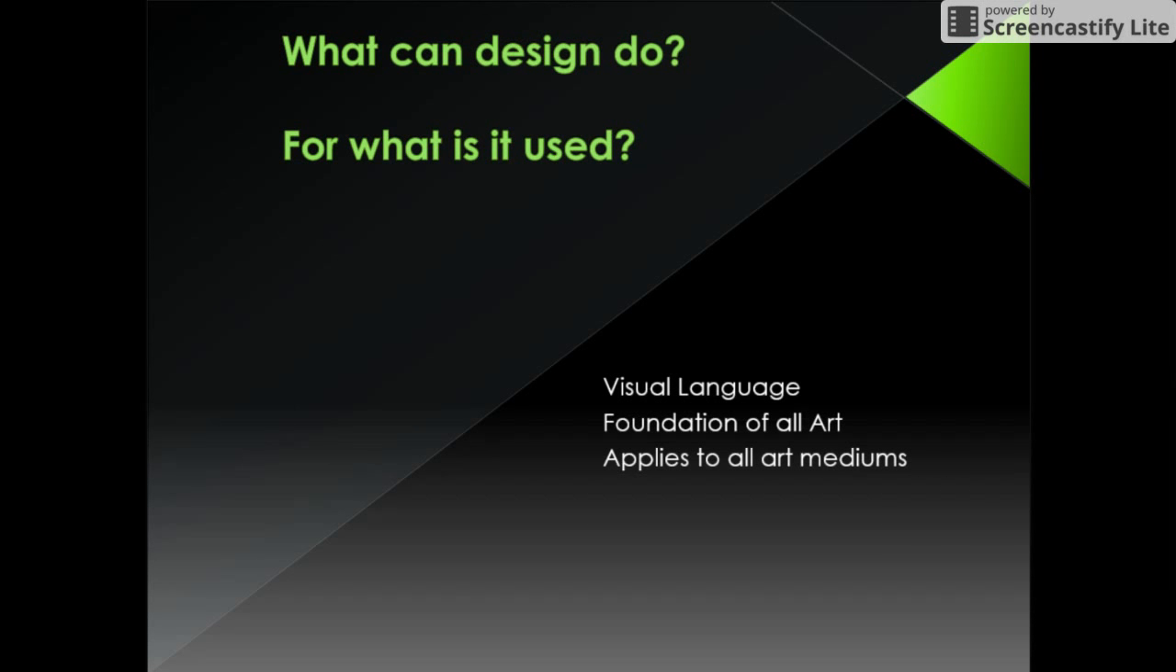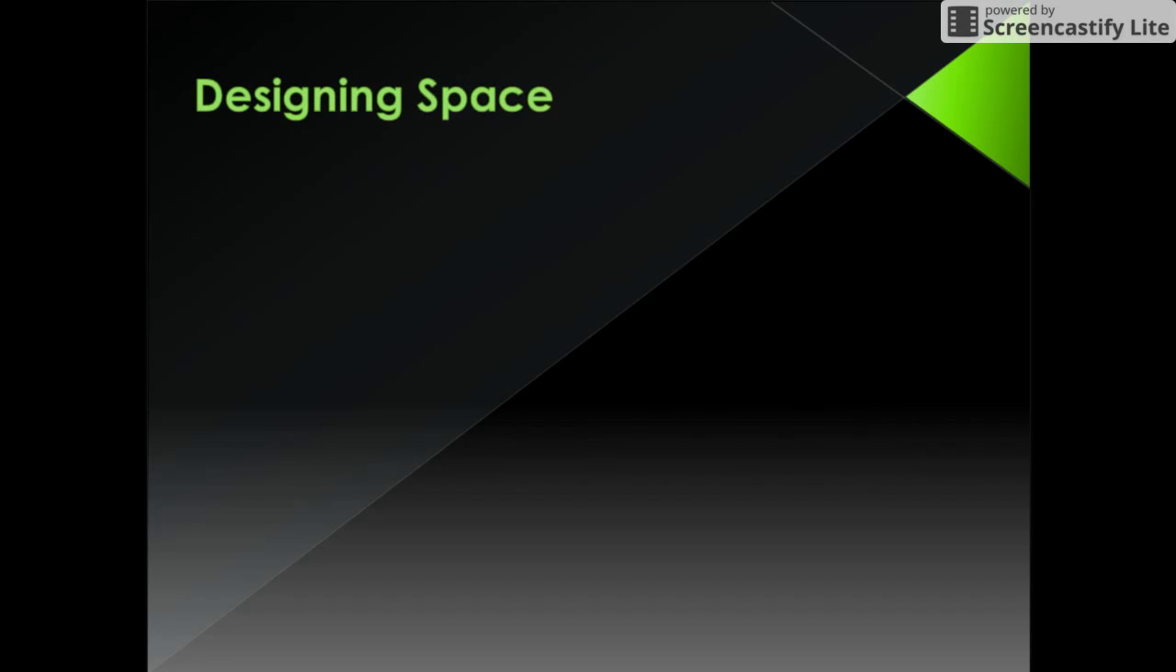And I'd say that design really within art is its visual language. So if you want to speak about art, you have to know this language. It is the foundation for all of art, and it applies to all the mediums that we're going to be discussing. So again, it's very fundamental to understand the design elements. Last time we talked about primary elements, things like color, texture. Now we're going to think about how those elements can be designed within a composition.